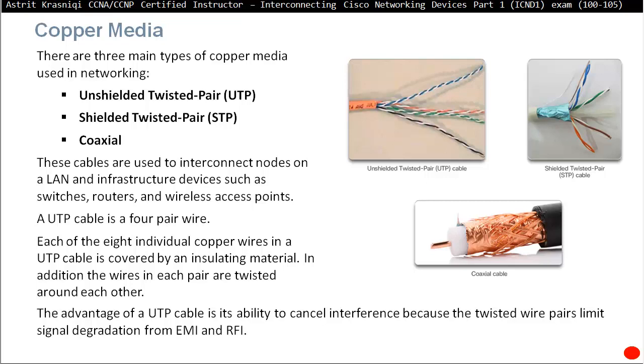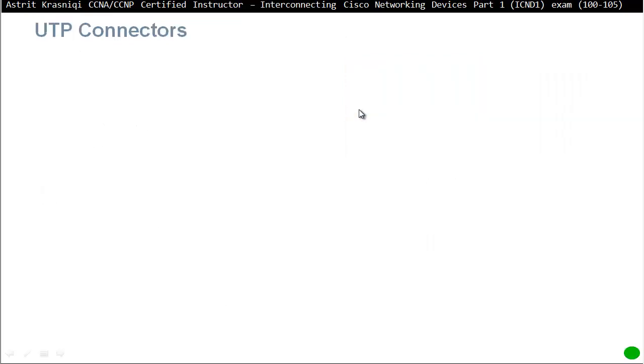An unshielded twisted pair cable is a 4-pair wire, so there are 8 individual copper wires. They are covered in insulating materials. In addition, the wires in each pair are twisted around each other. The advantage of unshielded twisted pair cable is the ability to cancel interference, because the twisted wire pair limits signal degradation from EMI and RFI. The more the twist, the better the protection from interference. Less twist, worse protection. If you look at the cable, it will tell you how much the twist is.